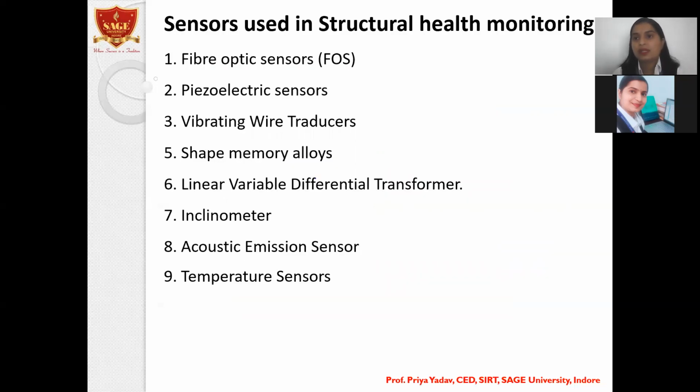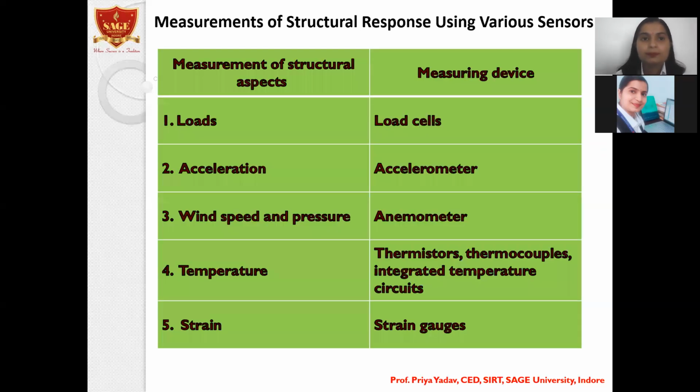Sensors used in structural health monitoring. There are the following types of sensors used in structural health monitoring. First is fiber optic sensor, piezoelectric sensor, vibrating wire transducers, shape memory alloys, linear variable differential transformer, inclinometer, acoustic emission sensor, and temperature sensor. Measurement of structural response using various sensors.